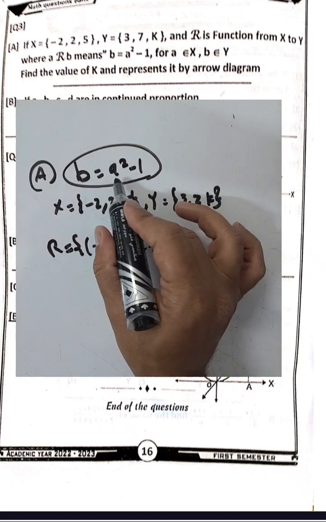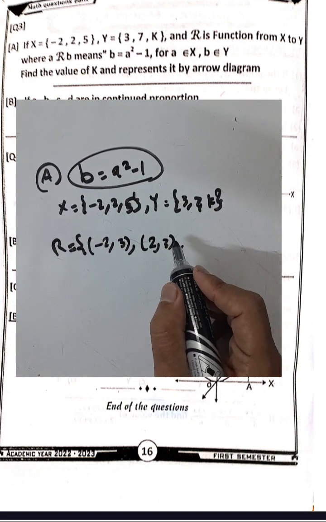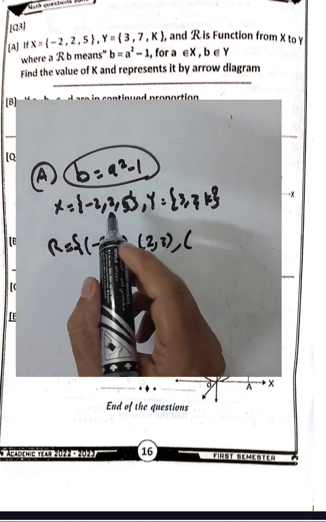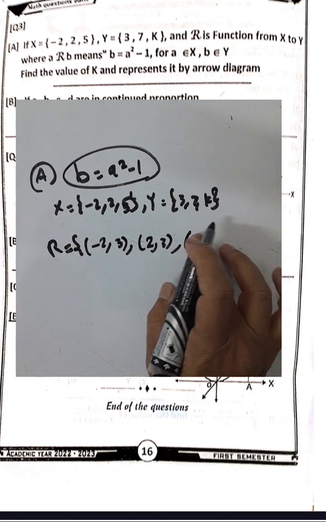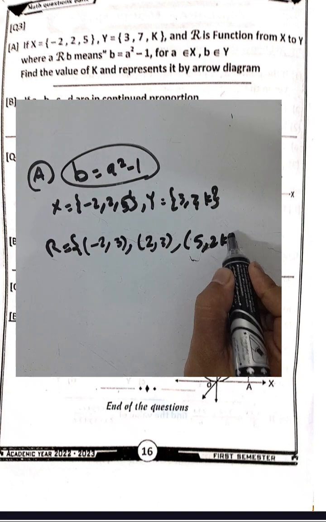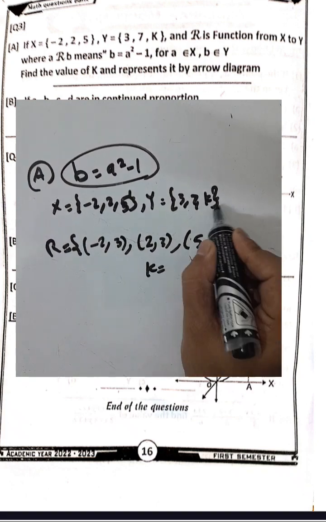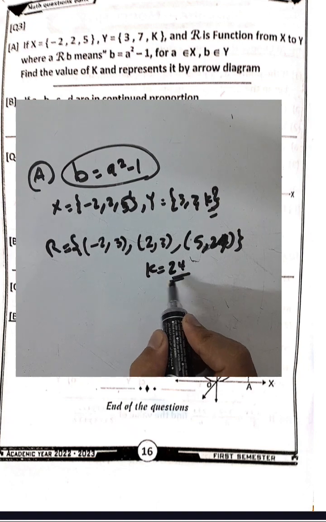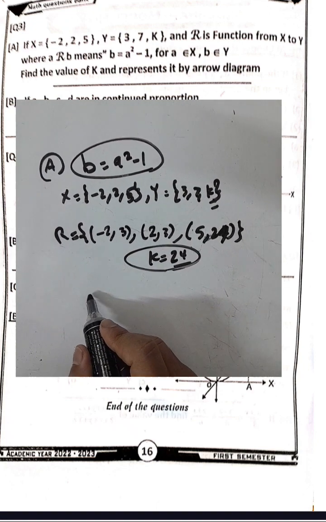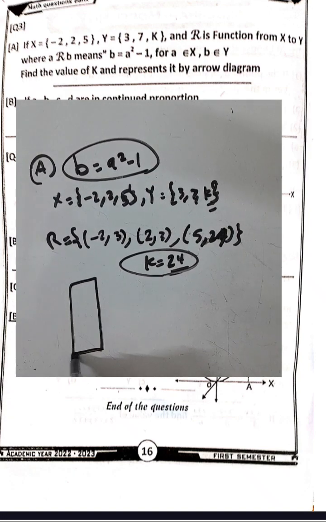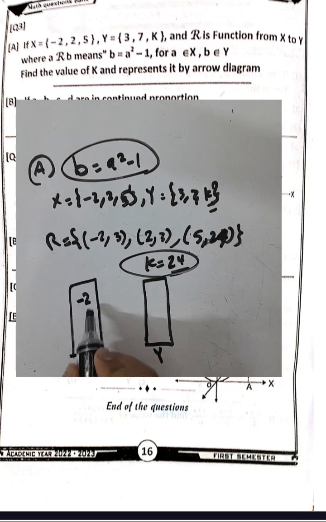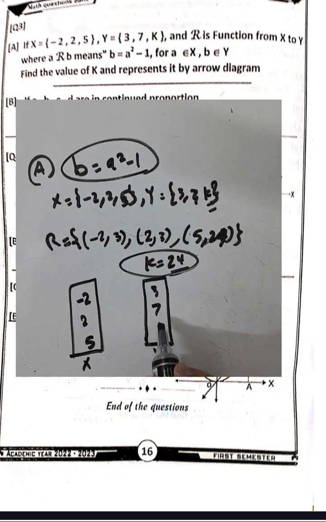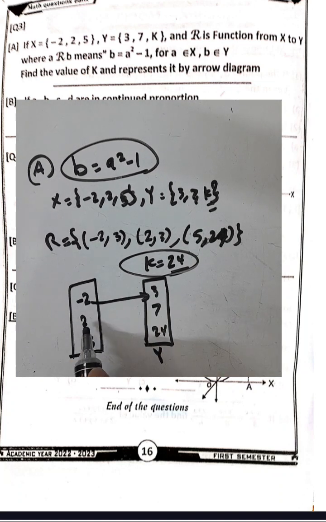Put 5: 5 power 2 is 25, minus 1 equals 24, and the image is k. Since the relation is a function, k must equal 24. So find the value of k, and the reason is by arrow diagram. We have x and y: x is negative 2, 2 and 5, y is 3, 7 and 24. The image of negative 2 is 3, of 2 is 3, and of 5 is 24.